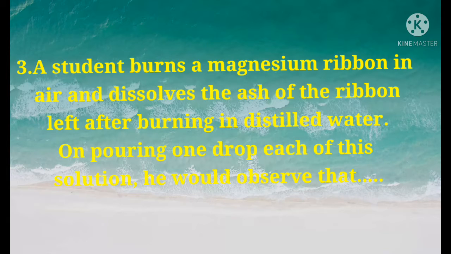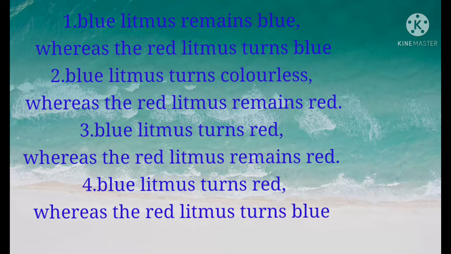A student burns a magnesium ribbon in air and dissolves the ash of the ribbon left after burning in distilled water. On pouring 1 drop each of this solution, first on blue litmus and then on red litmus solution, he would observe that number 1, blue litmus remains blue whereas the red litmus turns blue.